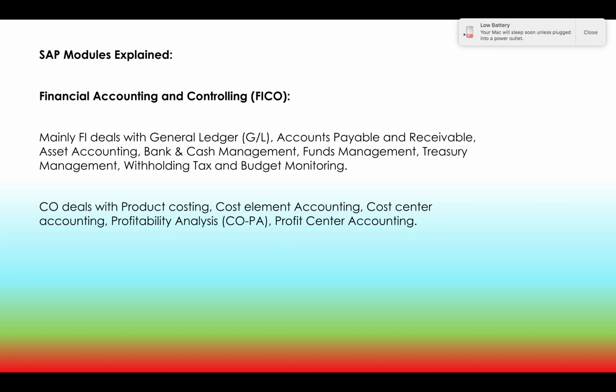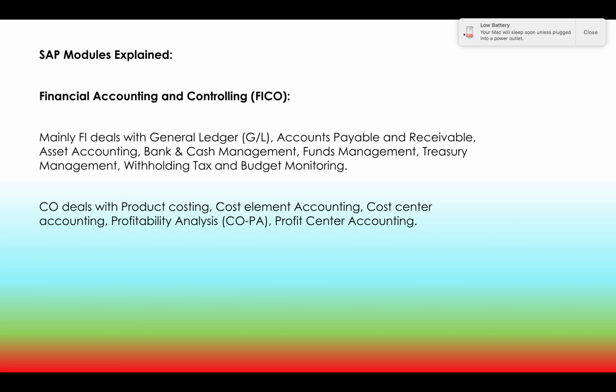FI deals only with day-to-day transactions and objects related to payment transactions, but controlling analyzes every transaction in the company: incoming payments, outgoing payments, and product costing. It also maintains profitability analysis and profit center accounting, and all the analyzing documents. It helps the company take quick decisions and shows how we achieve profits. I don't know much about controlling, but there is a difference between FI and CO.